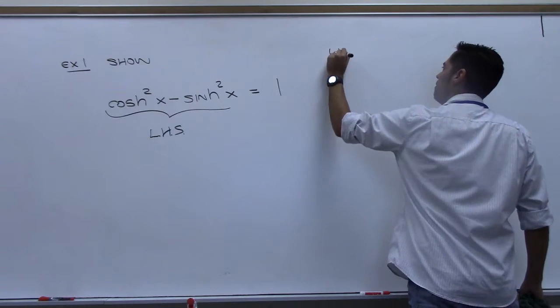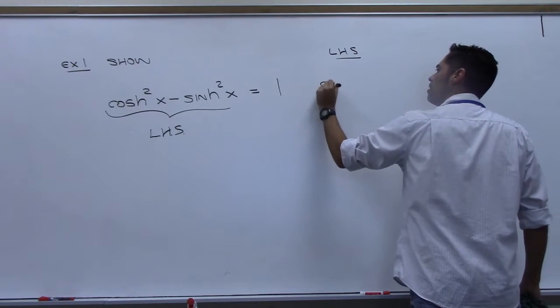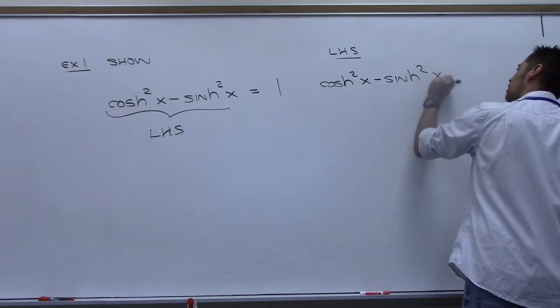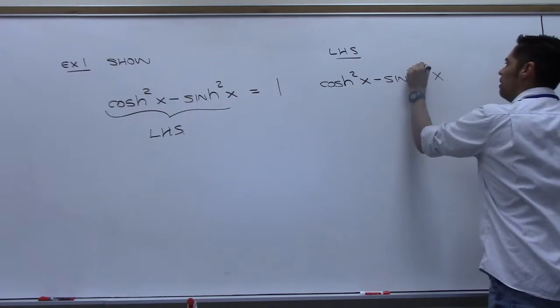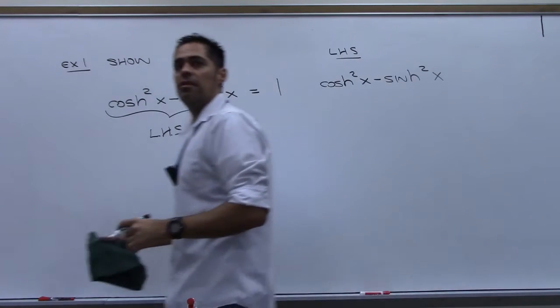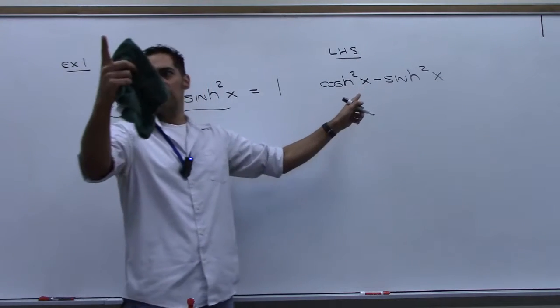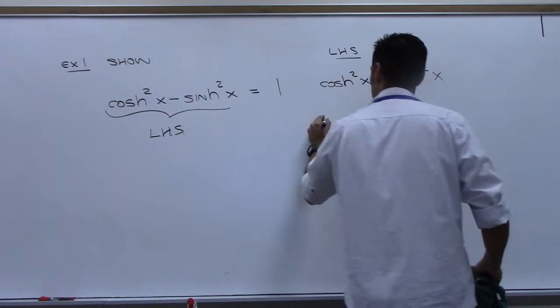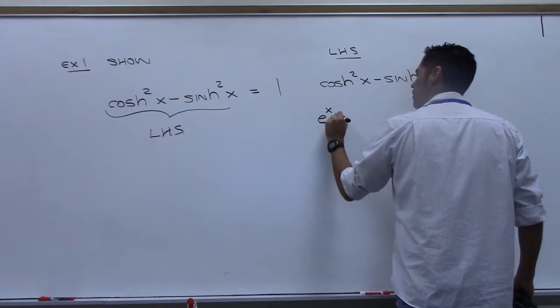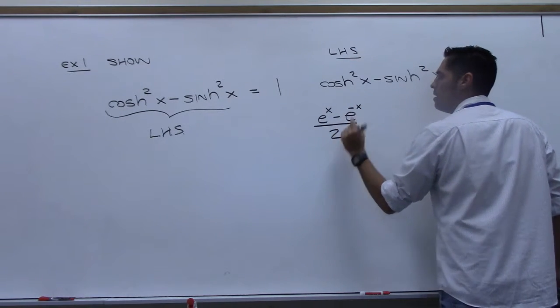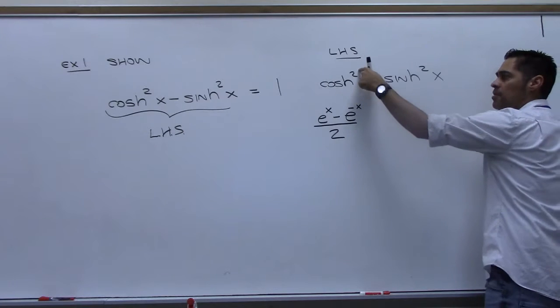The left-hand side of this equation is cosine hyperbolic squared x minus sine hyperbolic squared x. Now the only hope I have to get it to turn into 1 is to use the definition of the cosine hyperbolic function and sine hyperbolic. So what is cosine hyperbolic x by definition? e to the x plus e to the negative x over 2. That's cosine hyperbolic x, right? But then squared.